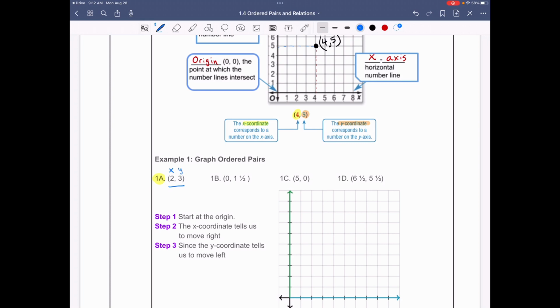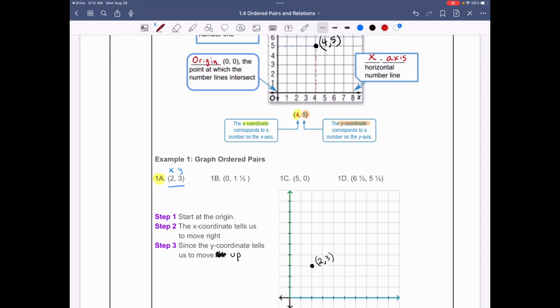So I'm going to, for step 3, oh, I messed up these notes. Oh no, I'm going to fix these before I print them. To move up. I'm sorry. All right, so we're going to move to the right 2, and then we're going to move up 3 to right here, and that is 2, 3.